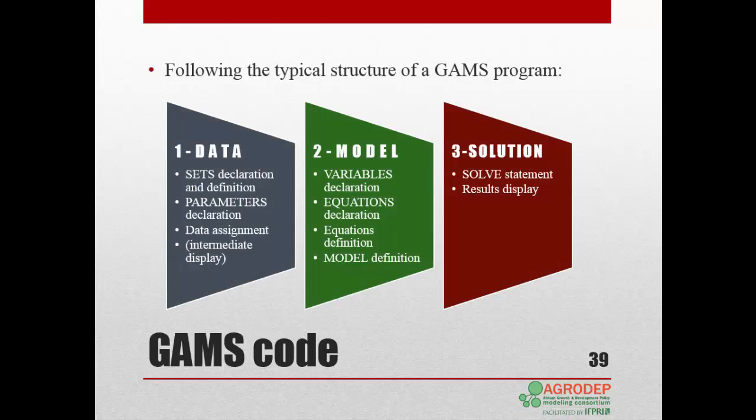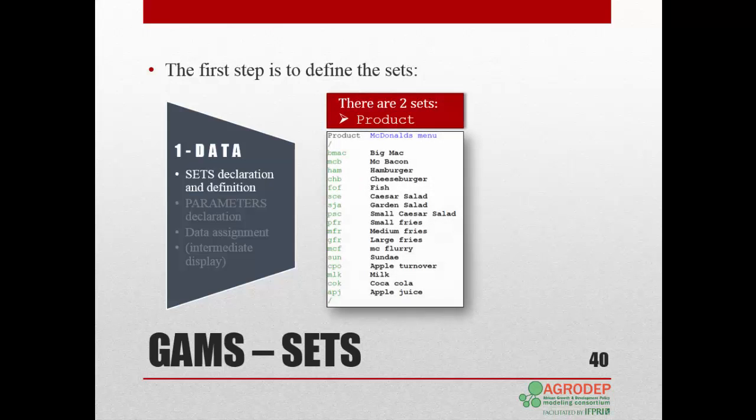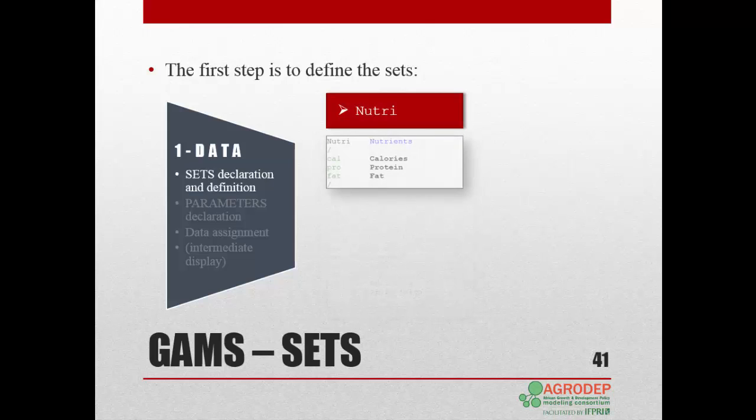We will follow the typical structure of a GAMS program as seen in Lesson 2 to solve our optimization problem. Recall that first we need to define the sets. We have 2 sets. The first one, which we call product, contains all the items on the menu. The second set, which we call Nutri, includes as elements the nutrients: calories, protein, and fat.